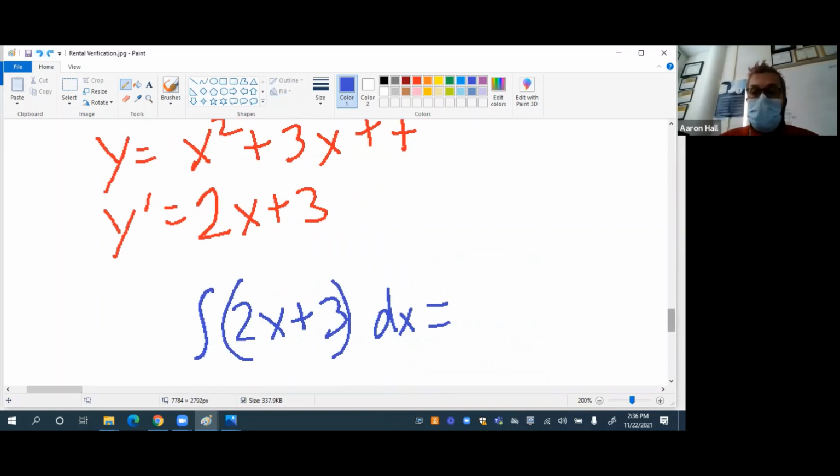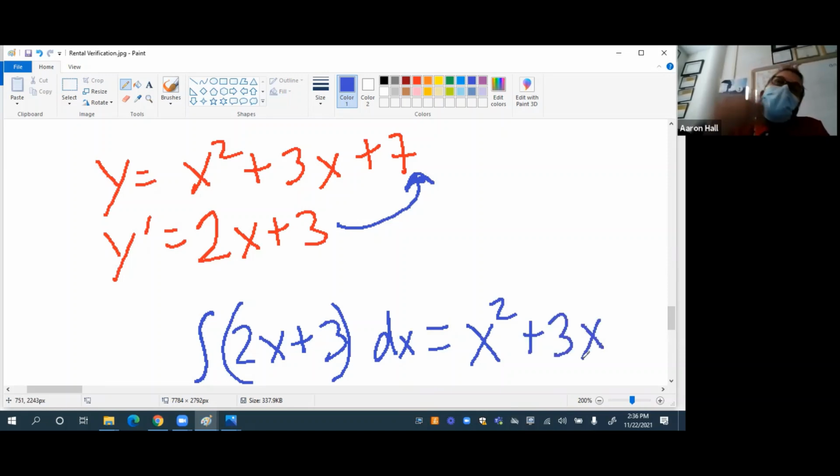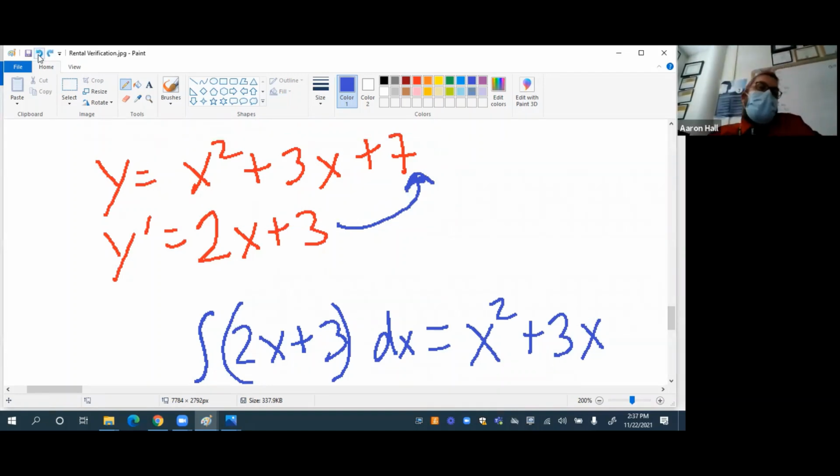The answer to that is what? x squared plus 3x plus, if I don't see the 7, I don't know how to get back to it. I don't know what happened to it. I just dropped it. To go from here to here, I dropped it because the derivative of a constant is 0. So this disappears, so it can be anything. Going backward without seeing it, I don't know what that is.